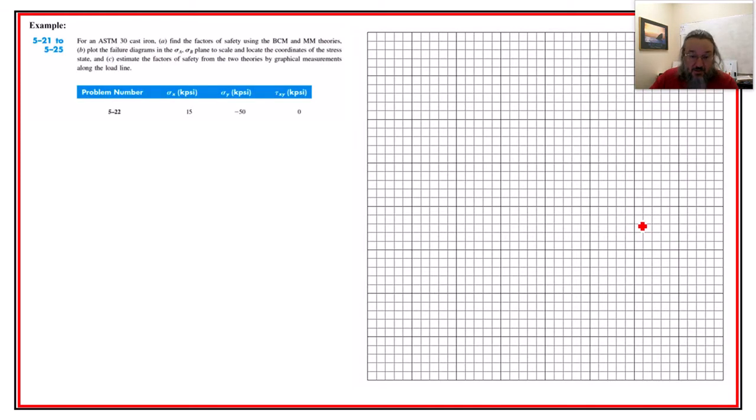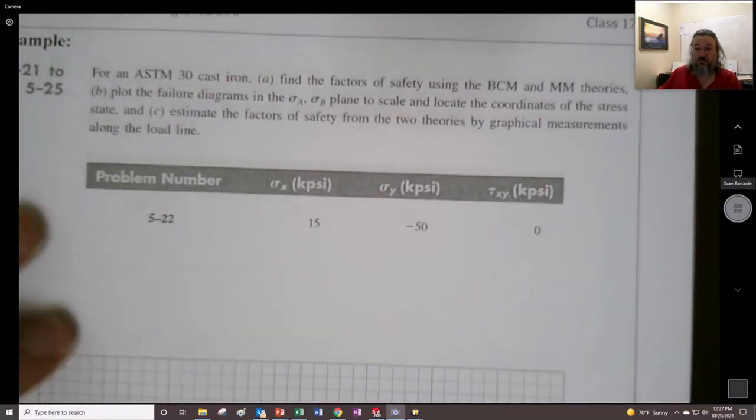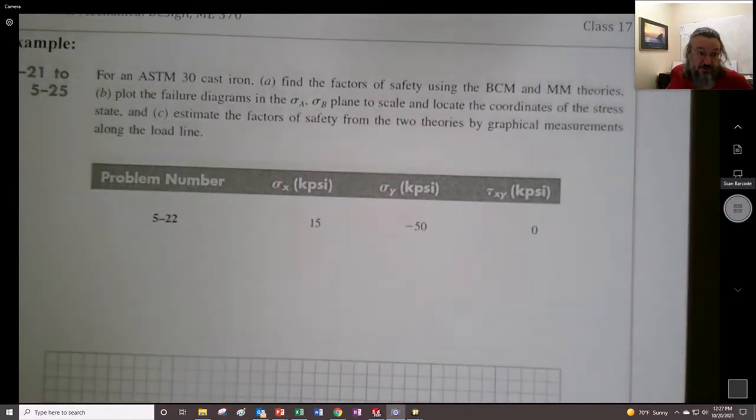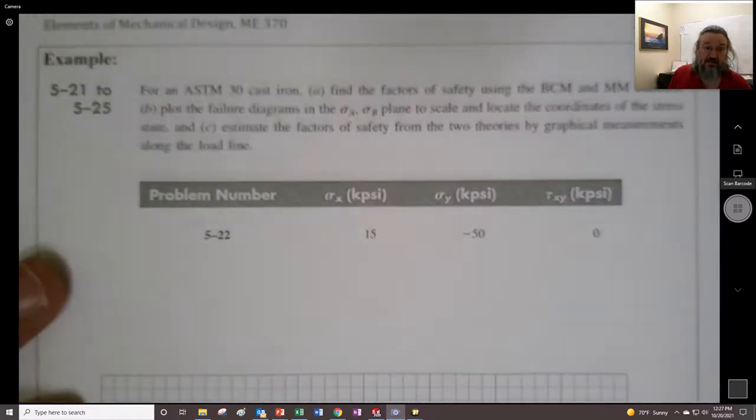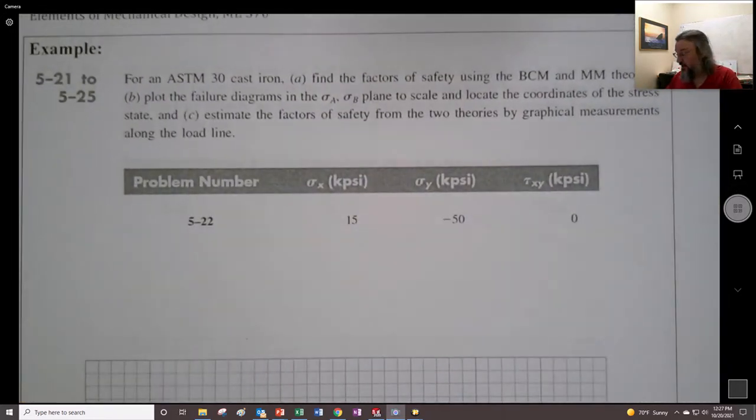All right, so let's just do some examples, and find the safety factor by the brittle Coulomb-Mohr and the modified Mohr. So here you go. Here is ASTM 30 cast iron.